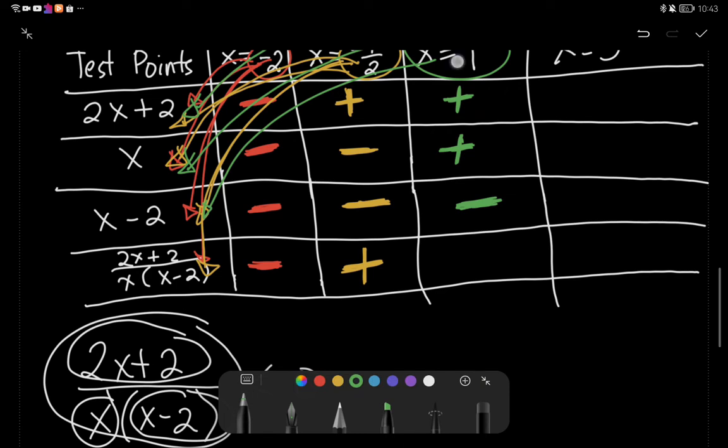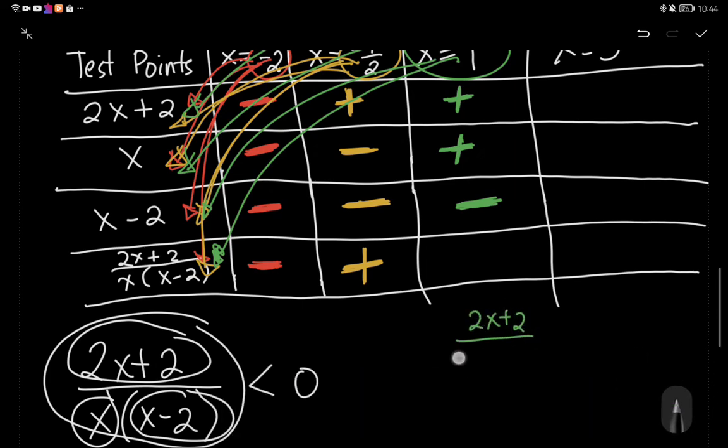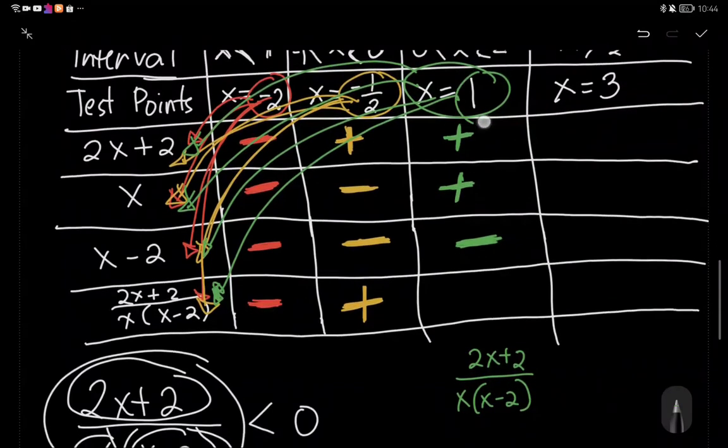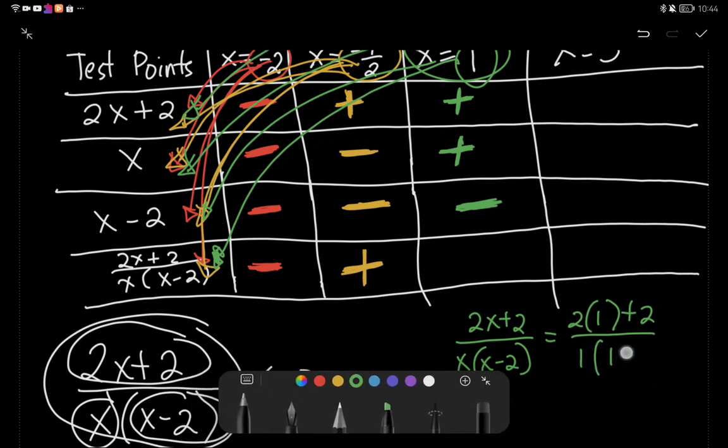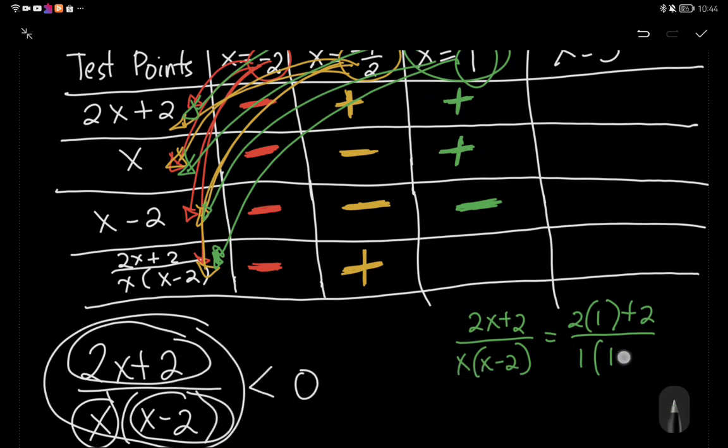Okay, this one, x is equal to 1, i-transfer or i-substitute ni 2x plus 2 over x times x minus 2. Tanang x, ilisan na to og 1. So, that is 2 times 1 plus 2 over 1 times 1 minus, rather, this is minus 2. Let's continue.